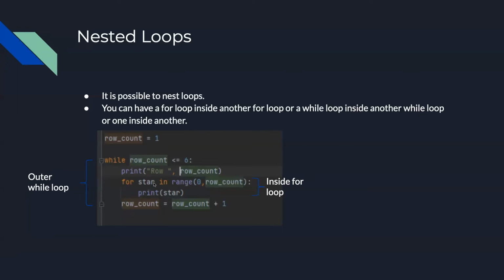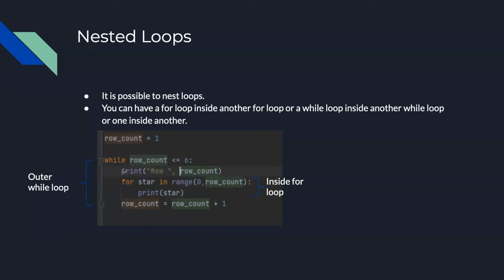So we have for star in range. Then we print star. And that's going to return the numbers basically. So star will be a number here, so it would be 0 to 1. So we start at 0, it would print 0, and then since row count is exclusive, it would only print 0 the first time. Then we increment row count here, so that eventually our while loop will evaluate to false.